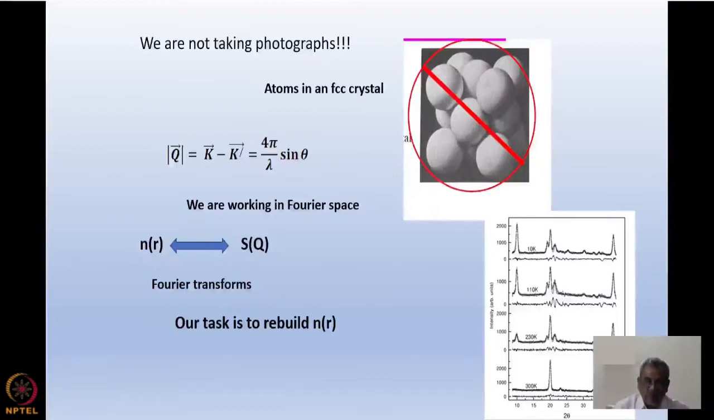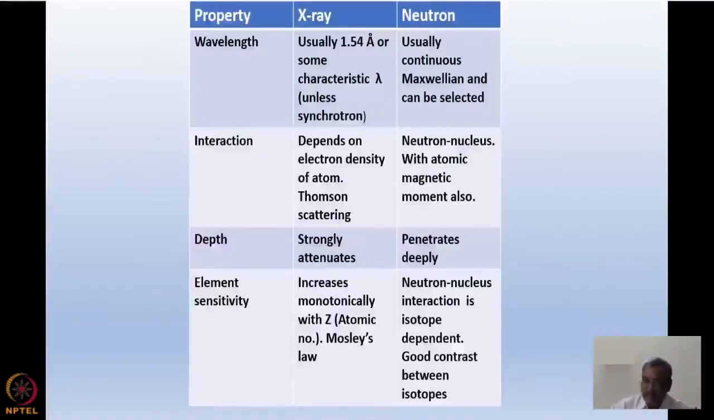So S(Q), I'm working in S(Q) space, and the information I am getting is the real space distribution, and they are Fourier transforms of each other. And in these experiments, our task is to rebuild n(r) in a way. So n(r) is the starting point. And with this, I'll go to a master's degree level treatment.